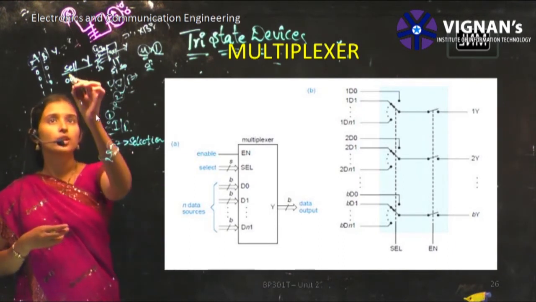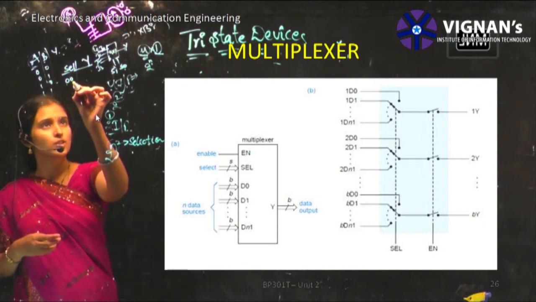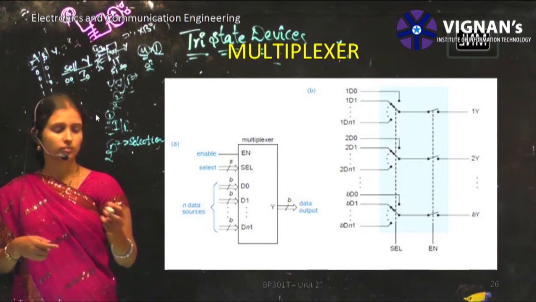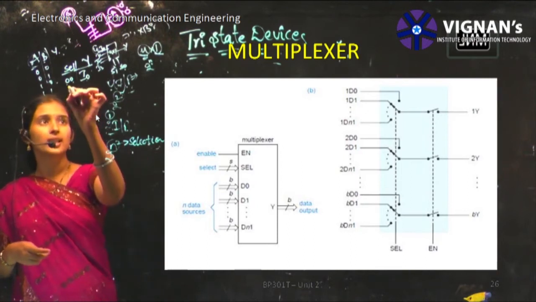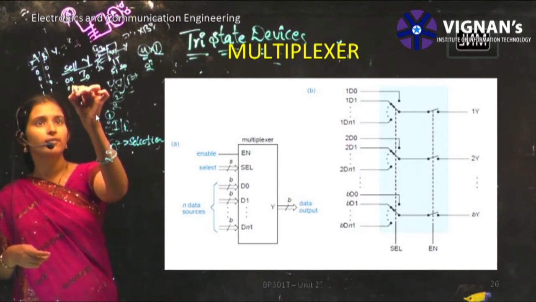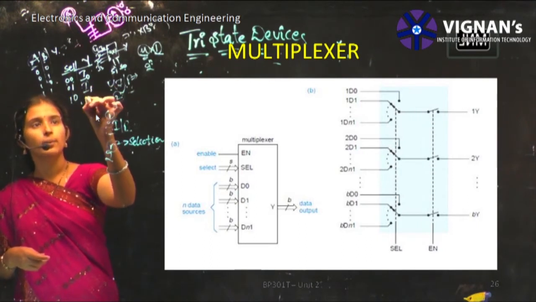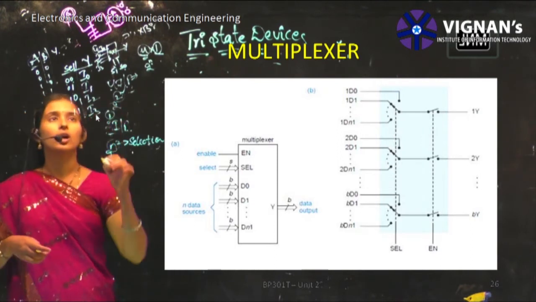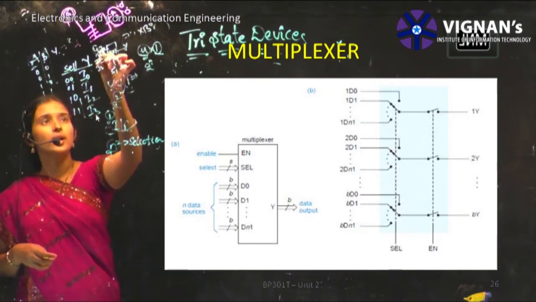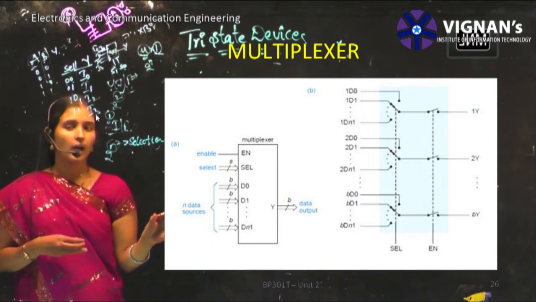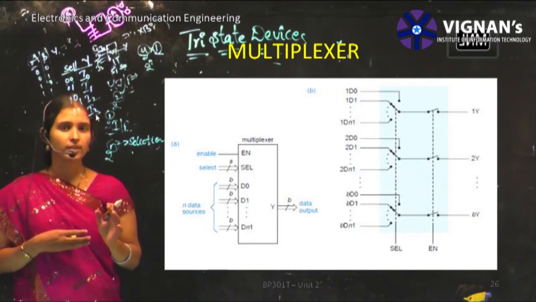If the selection lines are 0 0, I will be getting I0 as my output. If the selection line inputs are 0 and 1, I will be getting I1; 1 and 0, I will be getting I2; and 1 1, I will be getting I3. Depending upon your selection lines, your input will be assigned to your output. That is all about multiplexers. Now how we'll design these multiplexers, we'll see.